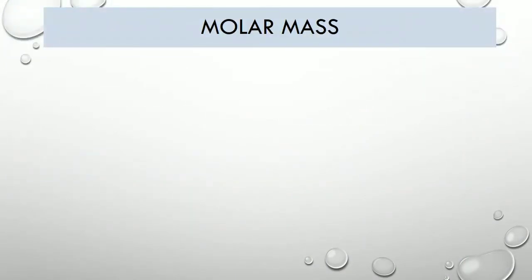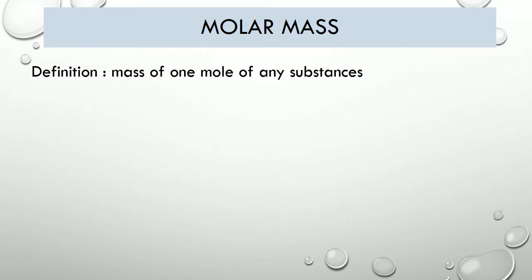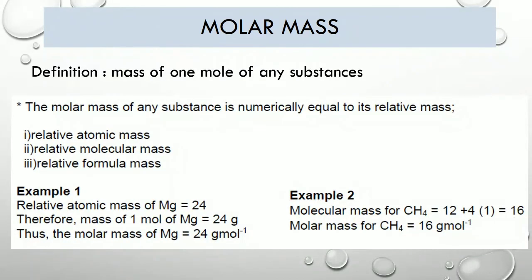Next, we are going to discuss about molar mass. So molar mass can be defined as a mass of 1 mole of any substance. So the molar mass of any substance is numerically equal to its relative mass. So for example, relative atomic mass of magnesium is equal to 24. So therefore, the mass of 1 mole of magnesium is also equal to 24 grams. Thus, the molar mass of magnesium is equal to 24 grams per mole. So, relatively, they are same in number but different unit.